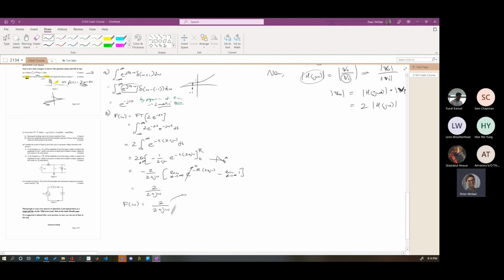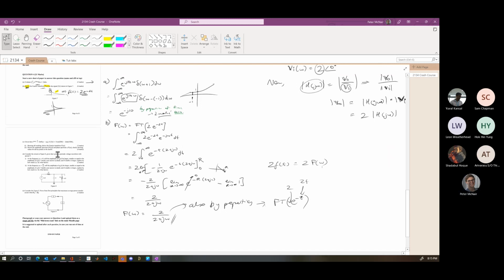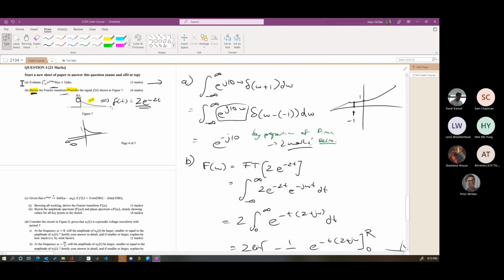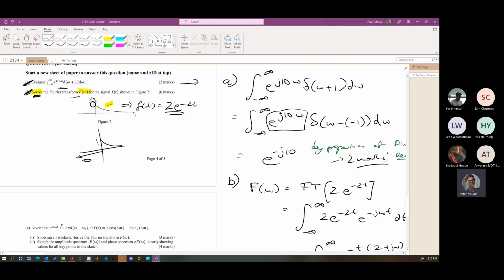We could also do this just by properties. We know what the Fourier transform of e to the minus t is. You can use time scaling to get that to 2t, and then you can also multiply it by 2. I'm pretty sure it's linear, so 2 f of t is the same as 2 F of omega. But you can have a play around with that if you want. That's another way to do it. There's A and there's B.